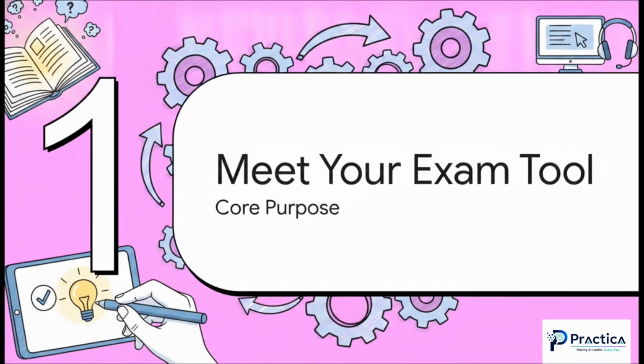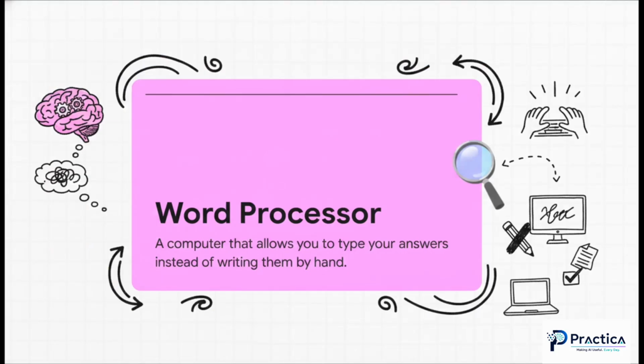All right. Section 1. Meet your exam tool and its core purpose. Let's get super clear on what this device actually is when you're in an exam. A word processor is simply a computer that lets you type your answers instead of writing them out by hand. That's the basic technical function, right? But the real purpose? It is purely a tool to help show what you know. It completely removes the physical friction of getting your thoughts onto paper. But make no mistake, it is absolutely not there to do the thinking for you. Your brain, your creative genius, that is still the only engine in the room.